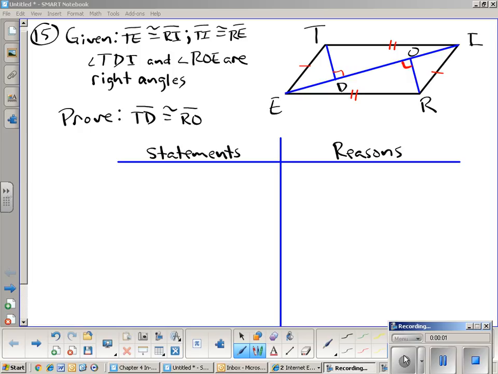I'll repeat since I didn't have the recording going. The reason this problem is a little different than we've been doing, this is, by the way, number 15 from page 228, is because not all of our information is from the same triangle. Okay, not all the information is from the same triangle. And we have a lot of triangles there, don't we?